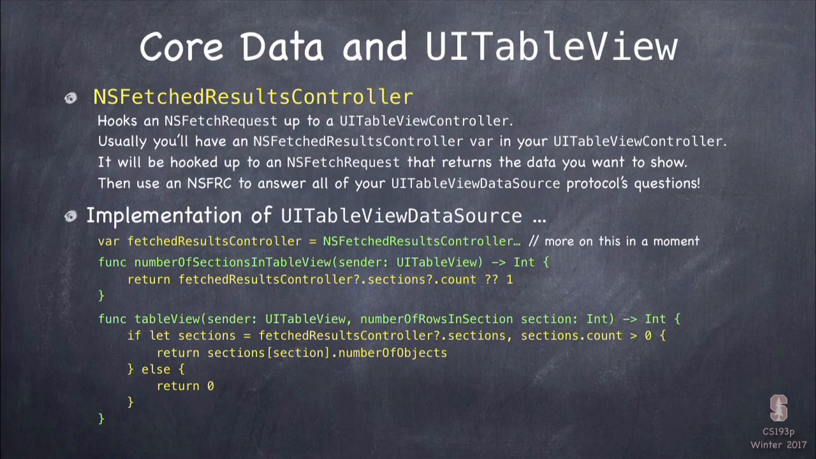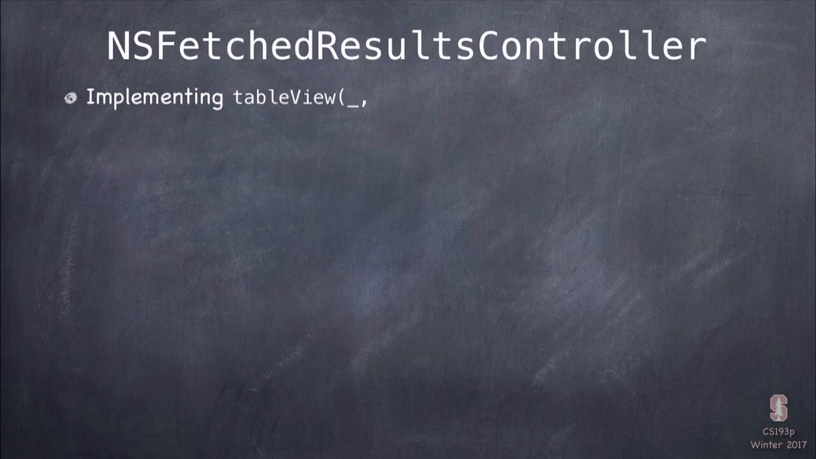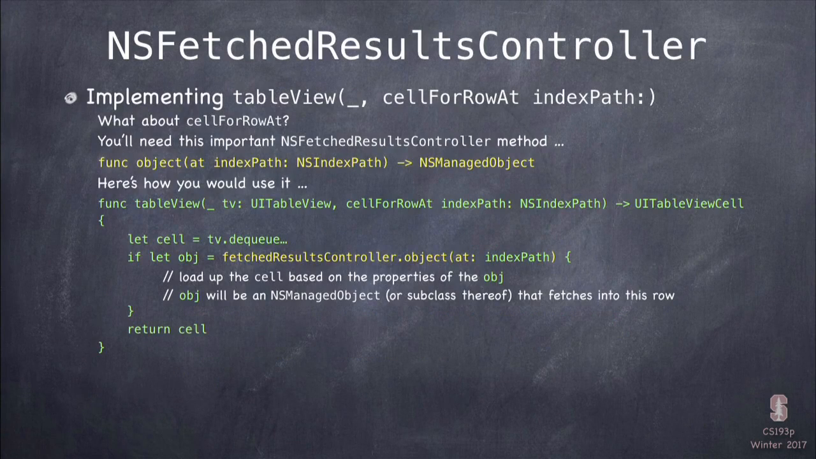And then to get the number of rows in a section, you're going to get the sections first by saying fetchedResultsController.sections. And as long as you have some sections, section count greater than 0, then you're going to return the sections in that section that's passed to you, numberOfObjects. Okay, so that code, that's it. That's all of those two methods. That's the entire implementation if you're using a fetched results controller. Okay? And then, of course, there's cellForRowAt. Okay, you've got to implement that.